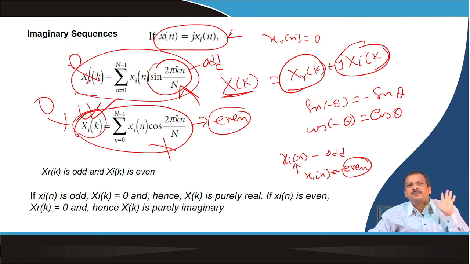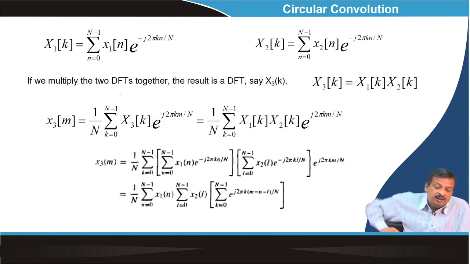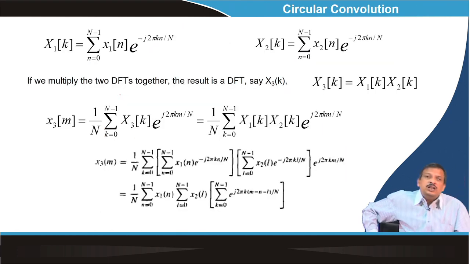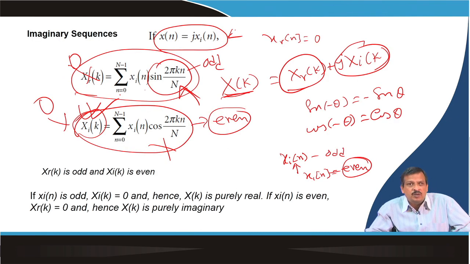Is it clear? So, for an imaginary sequence, and for a real sequence, for a real even and a real odd sequence, all I have covered. And I have also covered, for a real sequence, the symmetry in magnitude property.